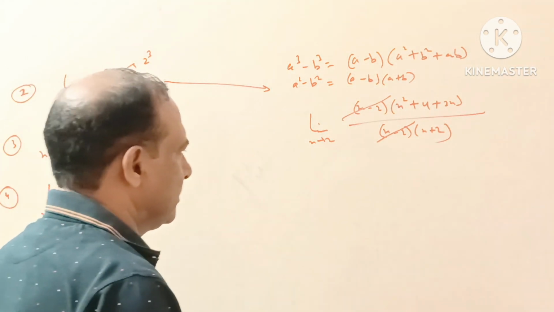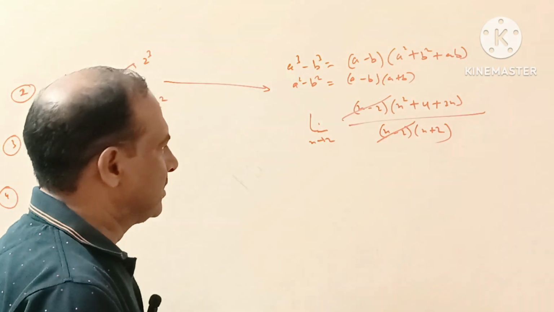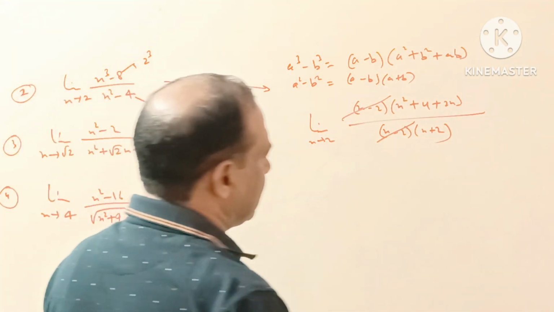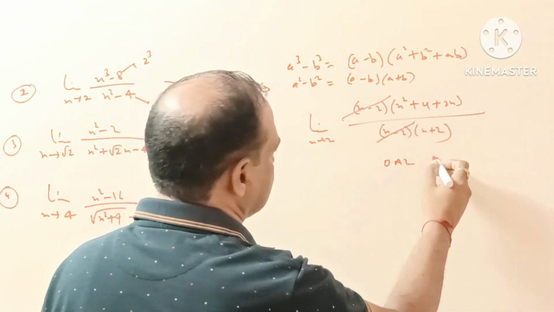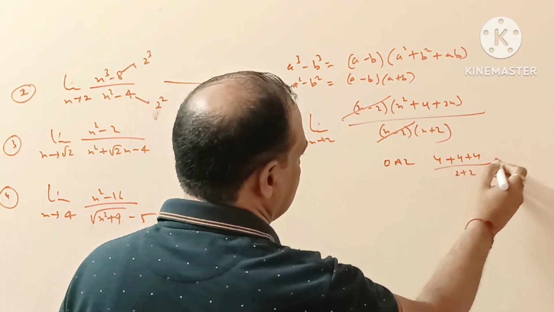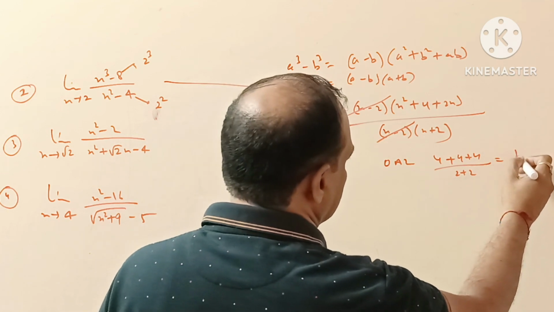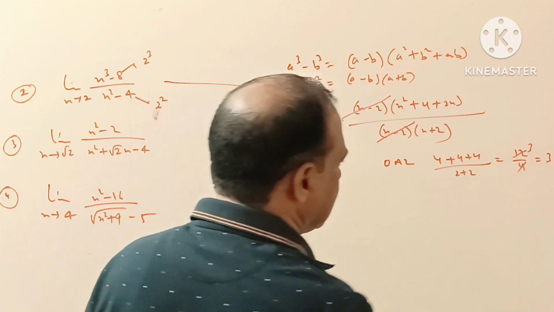Now we can apply the limit, because the denominator is not equal to 0. On applying the limit, I will have 4 plus 4 plus 4 over 2 plus 2. You will have 12 over 4, and you will have 3 as the limit.